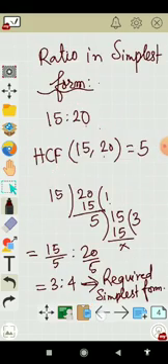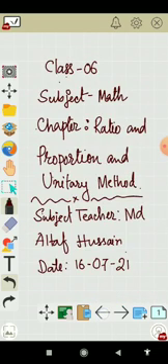So students, try to solve the questions from exercise 10A.